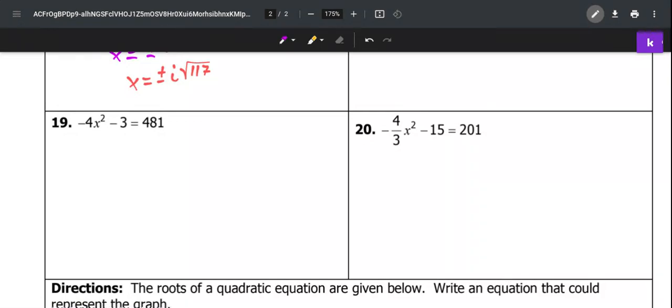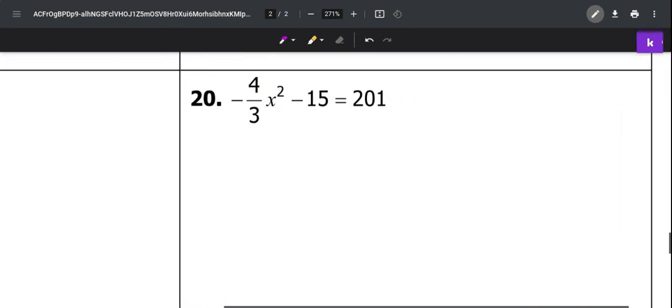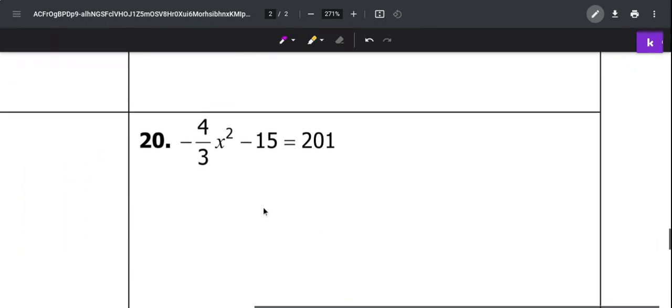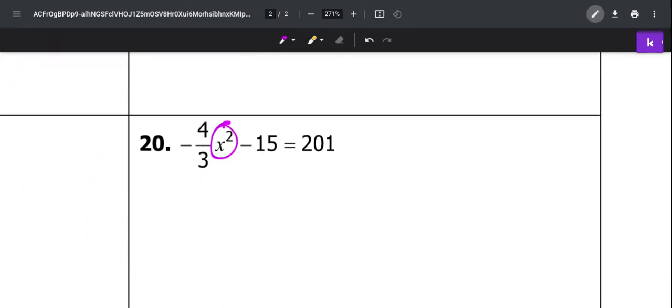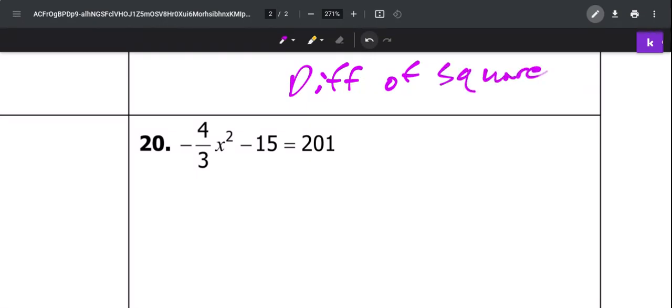Actually, real quick, let's just do one more. Let's do number 20 just so you can see. Once again, you see x squared, you think two things. You think factor or difference of squares, or you think square roots. And we're going to use square roots.